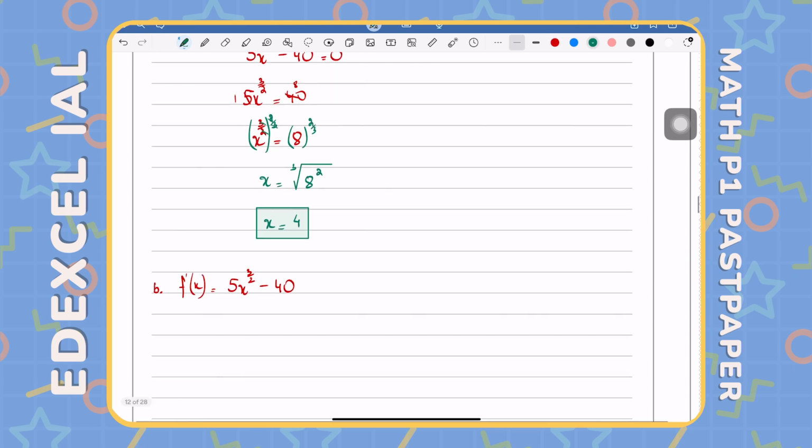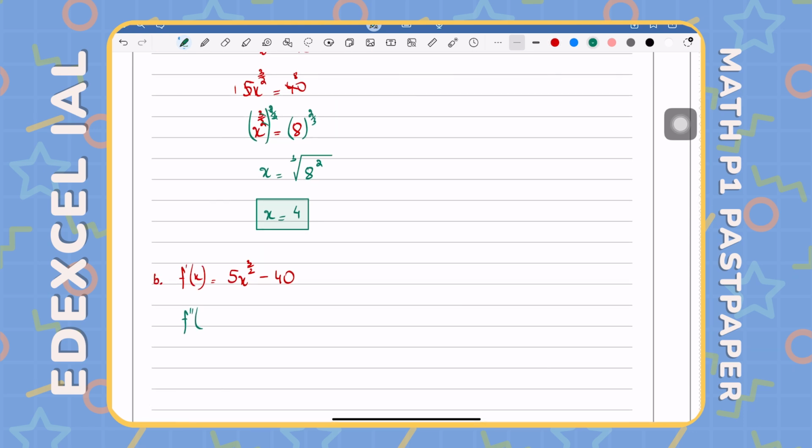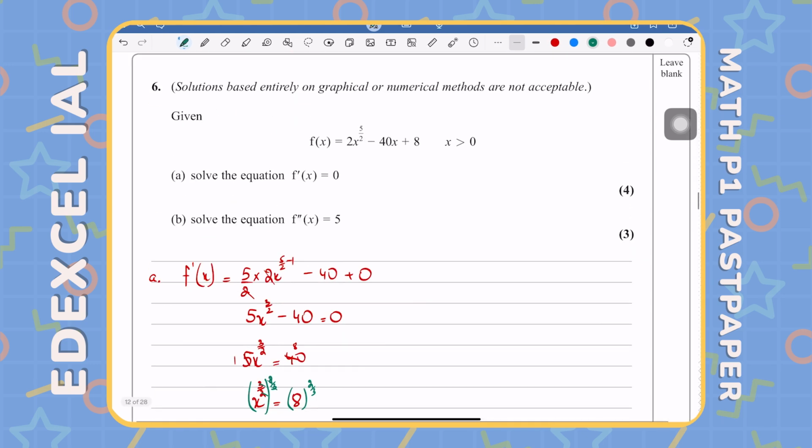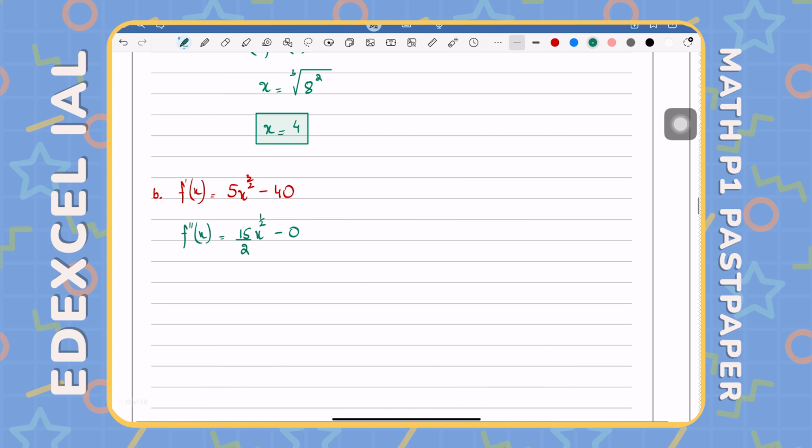Now when we differentiate this one more time, we get f double prime of x, which would be 3 upon 2 times 5. So 3 times 5 is 15. So that's 15 upon 2 x raised to the power 3 upon 2 minus 1, which is 1 upon 2, minus 0. Okay, now once again, the question says equals to 5 this time, not equal to 0. So 15 upon 2, x to the power half. A good idea would be to write it as square root of x if you want, although even if you don't, that's perfectly all right. This equals 5.